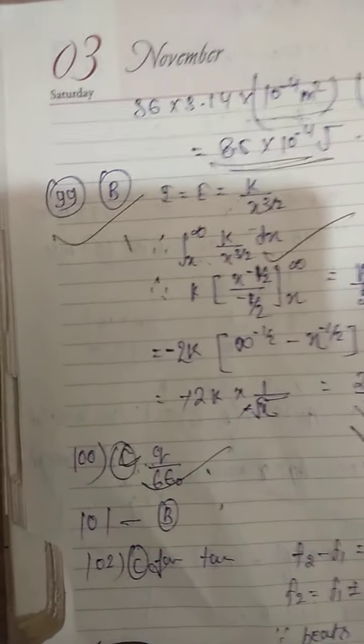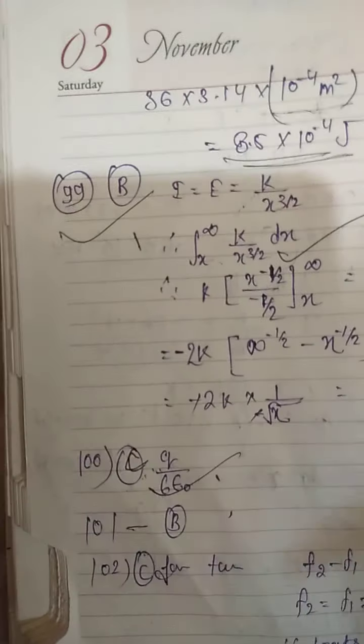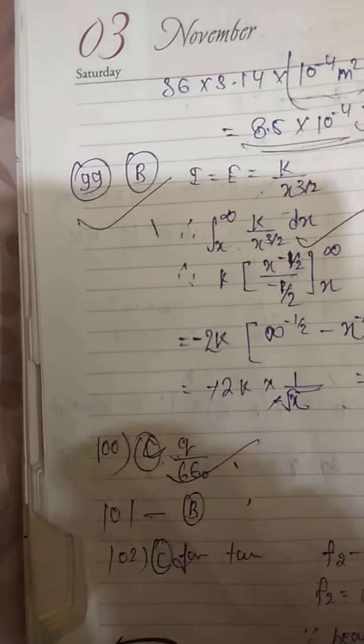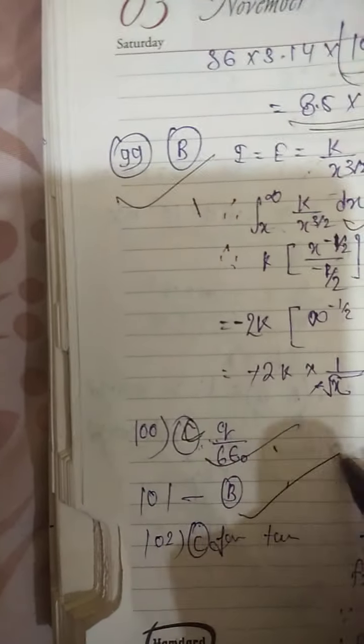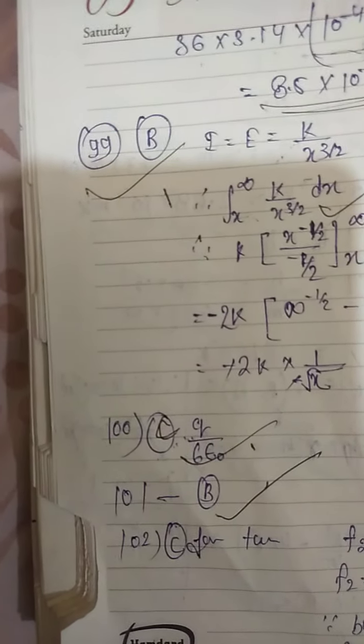Question number 101. The source of solar energy is, so simple question, nuclear fusion reaction. All are knowing about this. Question number 101, correct option is B.